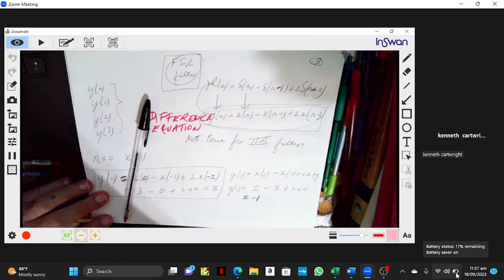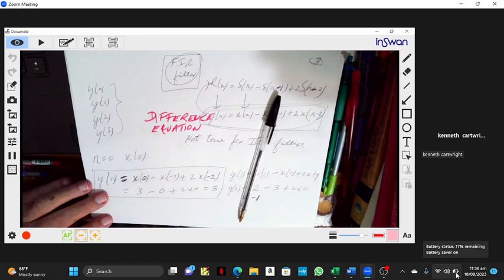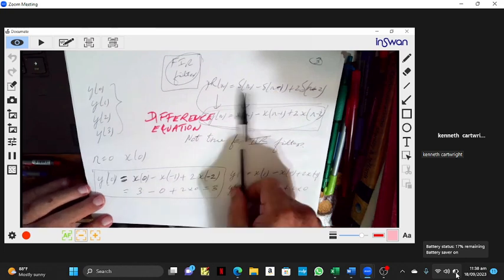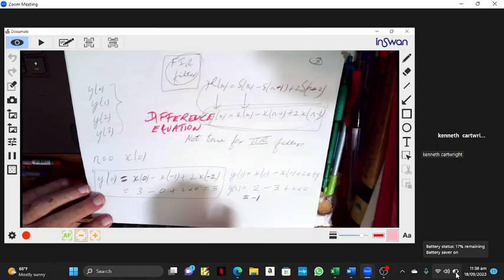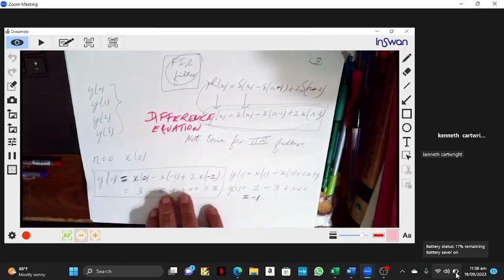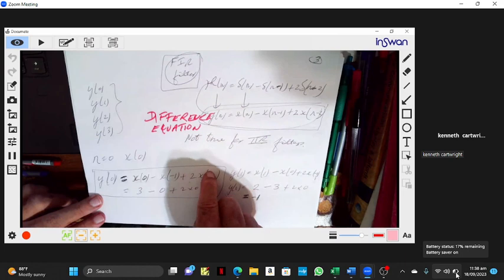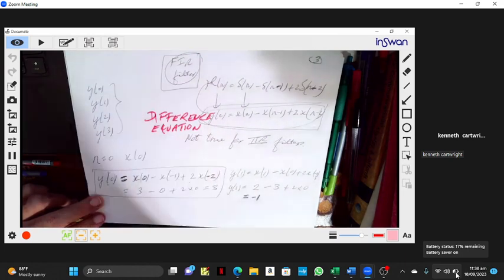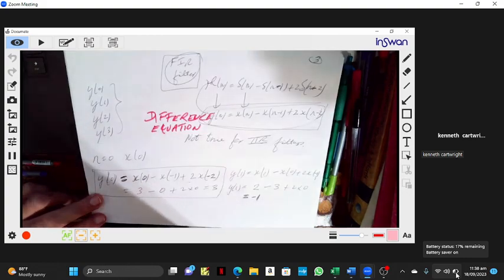All right. Here's what I want you to do. I want you to finish this off: y of 0, y of 1, y of 2, and y of 3. And do it in octave. Next class, we are going to discover how to do this without doing the difference equation first. That's going to be something new. So you're going to want to pay attention next class.